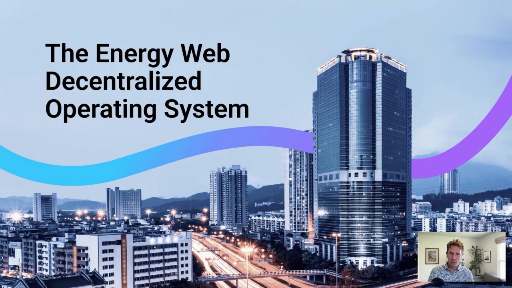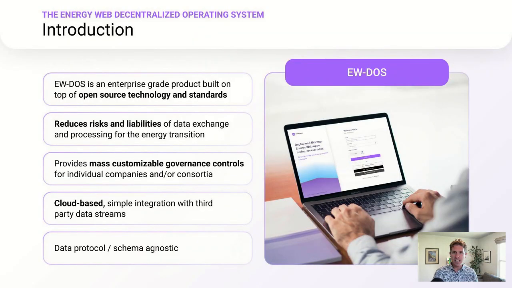So the Energy Web Decentralized Operating System is the primary technology platform that is used to configure and support different solutions in the Energy Web ecosystem. And on this next slide, what you'll see is that, again, this is best thought of as a platform that is an amalgamation, a combination of different open source technologies and standards that are out there. This whole platform is designed to attack both of those challenges I was just talking about.